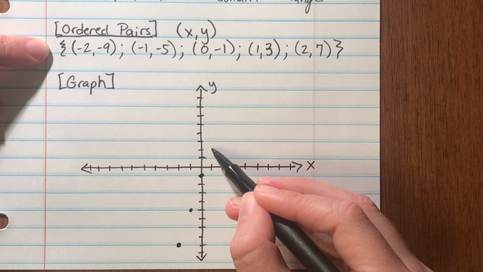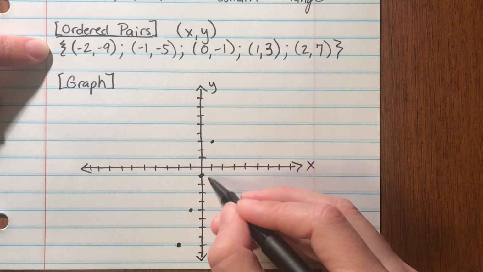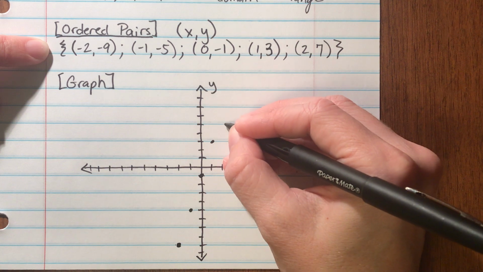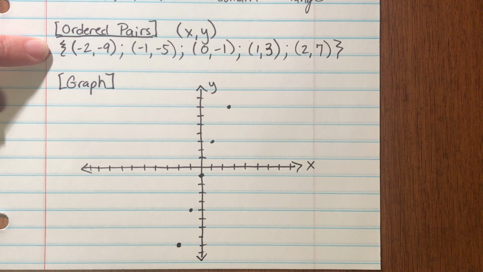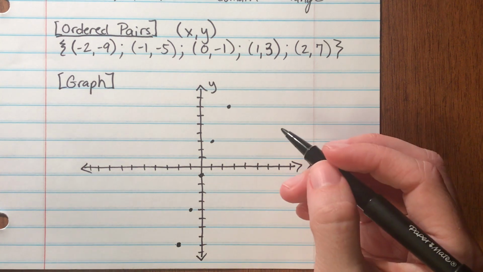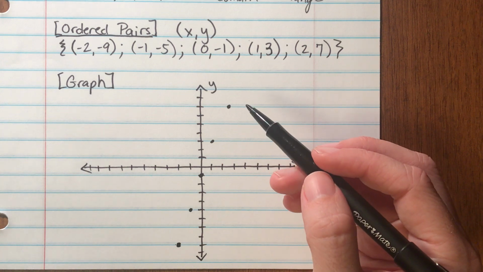(1, 3) is going to be over 1, and then 1, 2, 3, up 3 tick marks. And then over 2, and then up 7. 1, 2, 3, 4, 5, 6, 7 is going to be on that line. Now, what do you notice about all of those dots? And again, the neater your graph is, the better this is going to look. But hopefully you should notice that they are approximately linear, meaning that they fall in a straight line.